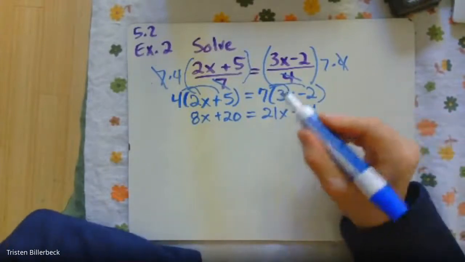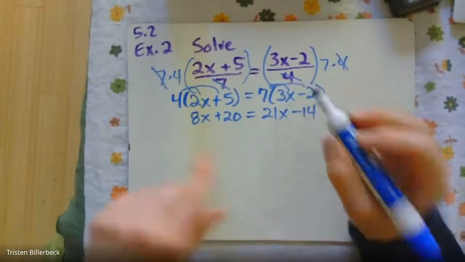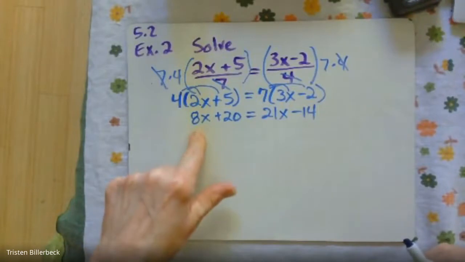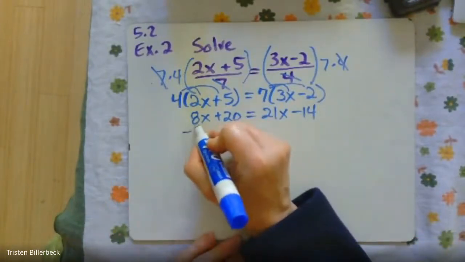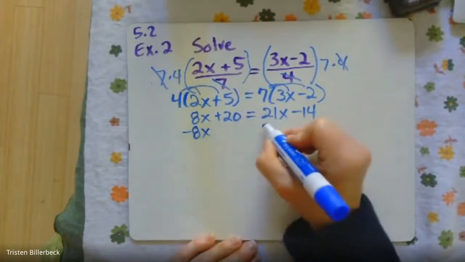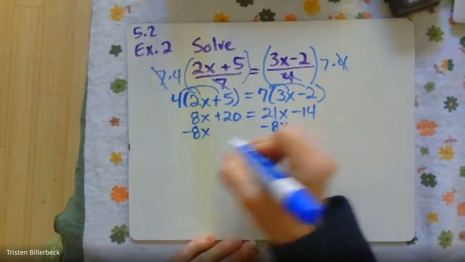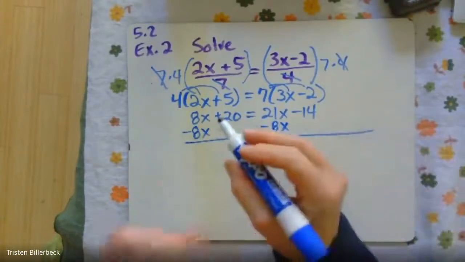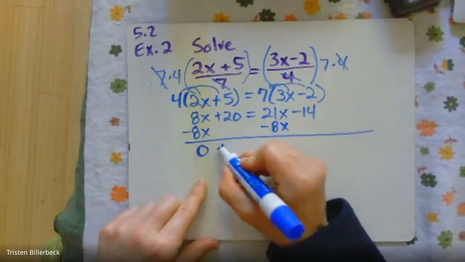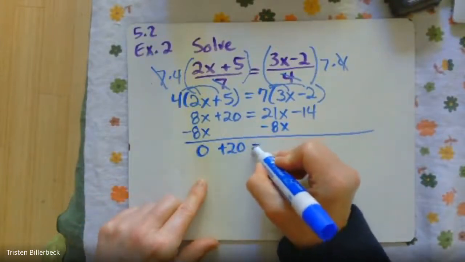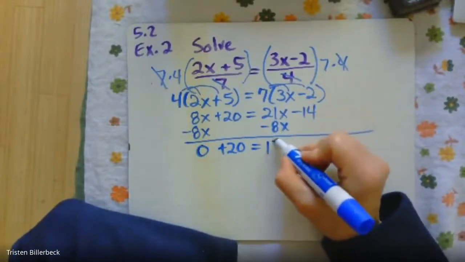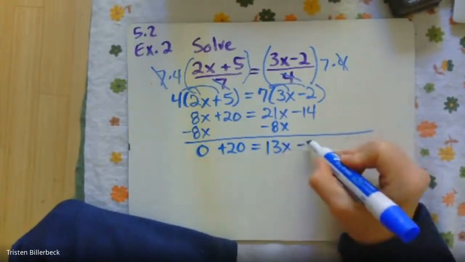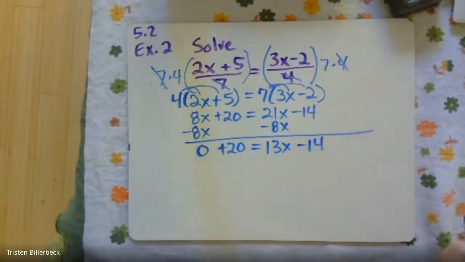Okay, so positive 8x, we want to move that over here. So to do that, we're going to make a minus 8x. Minus 8x. So that's 0 plus 2, 0. And then 21 minus 8 is 13x minus 14.